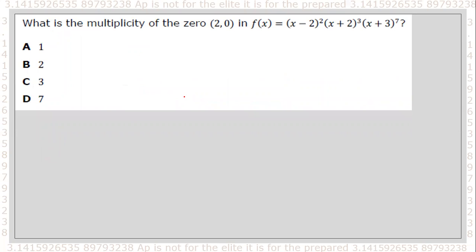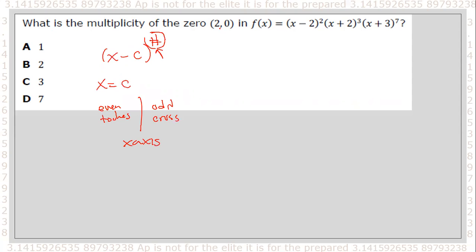Multiplicity, guys. Keep in mind, when we talk about multiplicity, we have some sort of function, and it is the exponent associated with that factor. So at x equals c, if the exponent is even, it touches. If it is odd, it crosses the x-axis. This one's not asking us if it crosses or touches. This one's just asking us, what is the multiplicity? What is the exponent here?